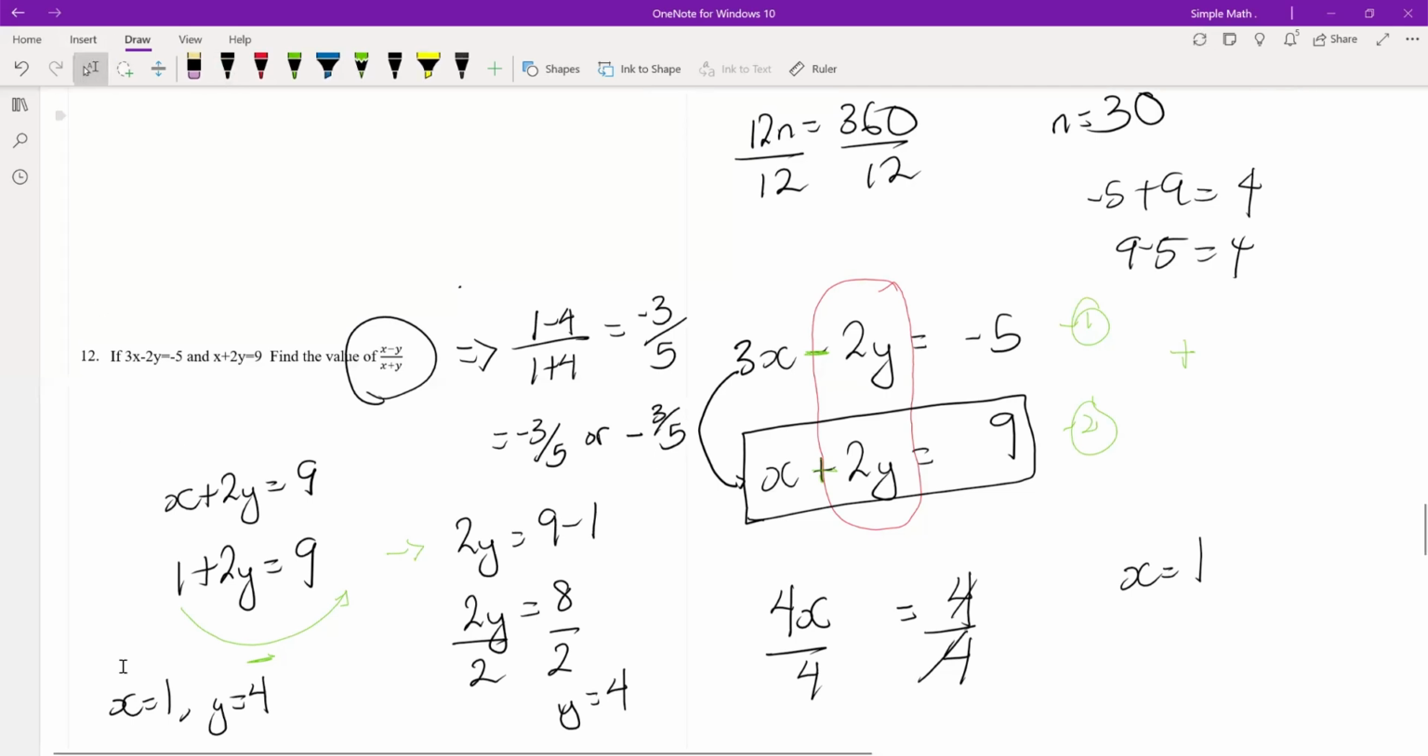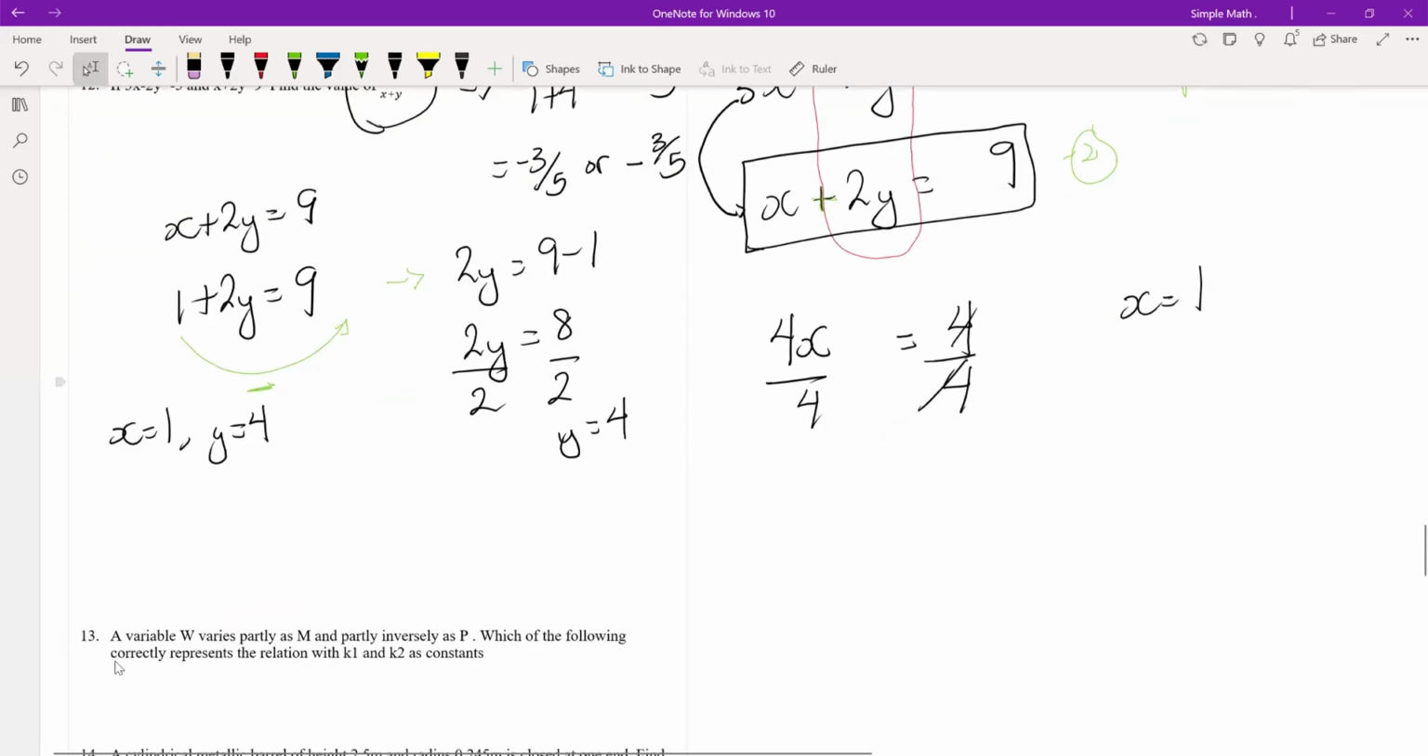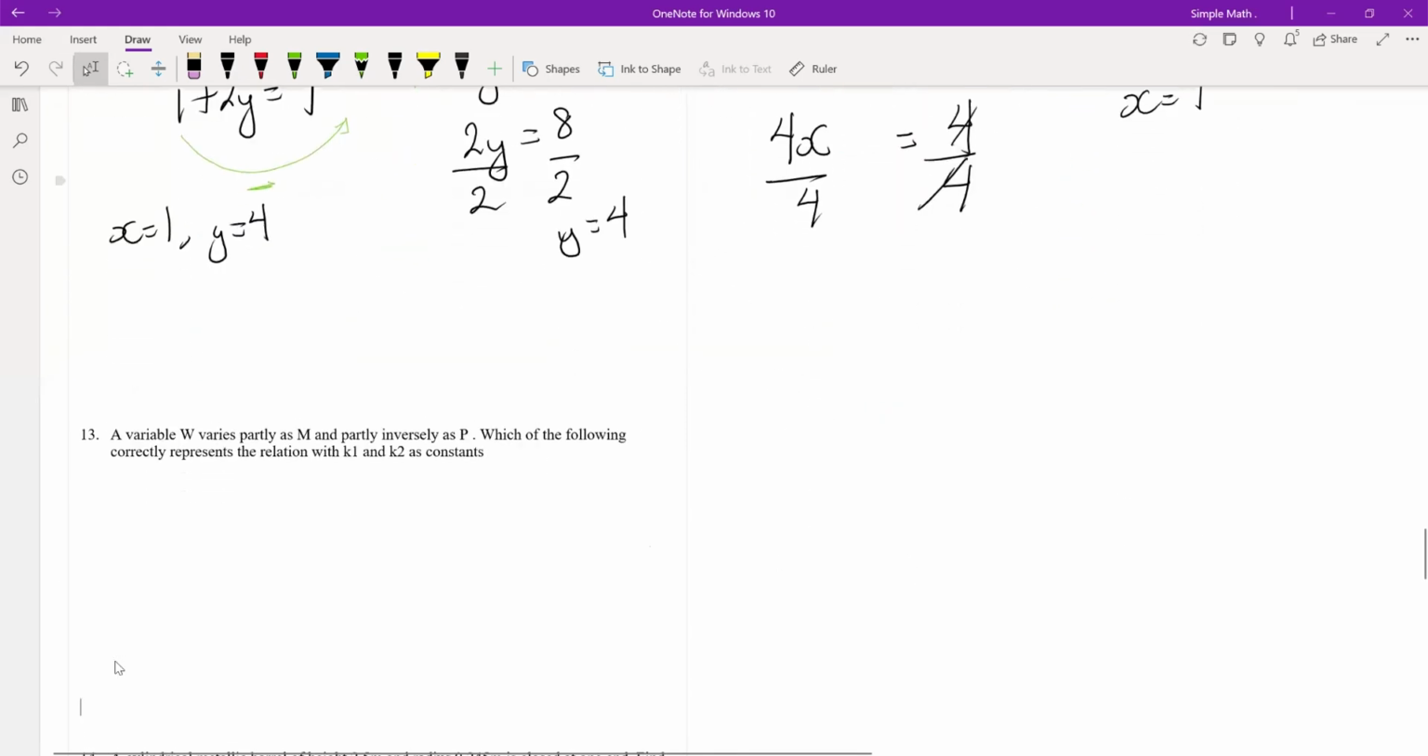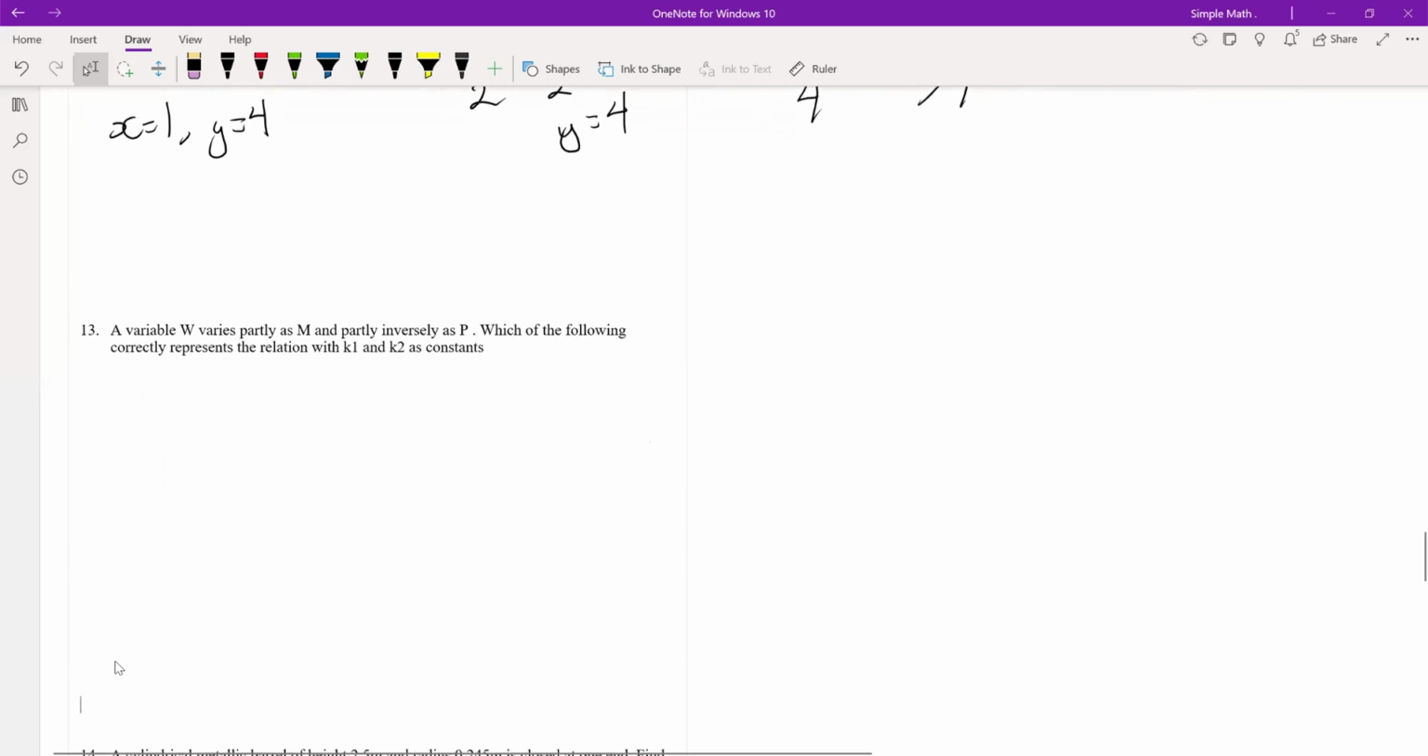Let's see. Next one. This question is under what we call partial variables. It's similar to your regular variables, just that maybe you have to do some addition and all that. So I'll just explain it. I'll just give you as it is.